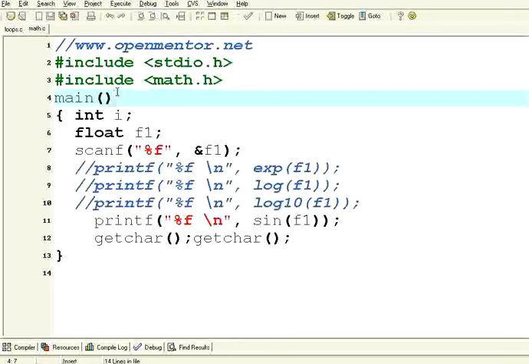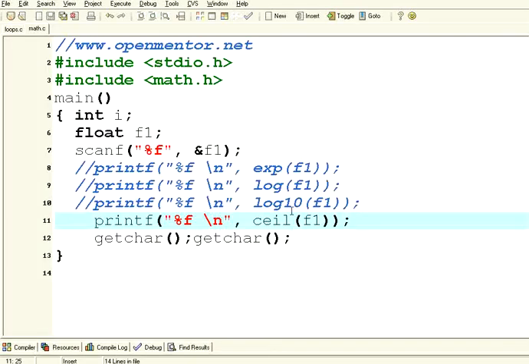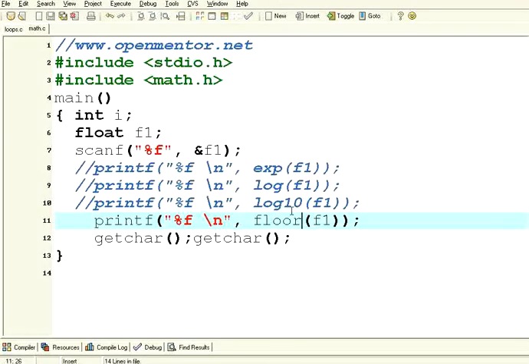Now I want to get the ceiling and floor of a particular number. Just watch. I use this function called ceil, okay, of f1. Now let us execute this. I give 1.46. The ceiling of this is 2. Let me execute another function called floor, okay, f9. 1.46. The floor is 1. The ceil gives you the next higher integer. The floor gives the lower part of that integer.